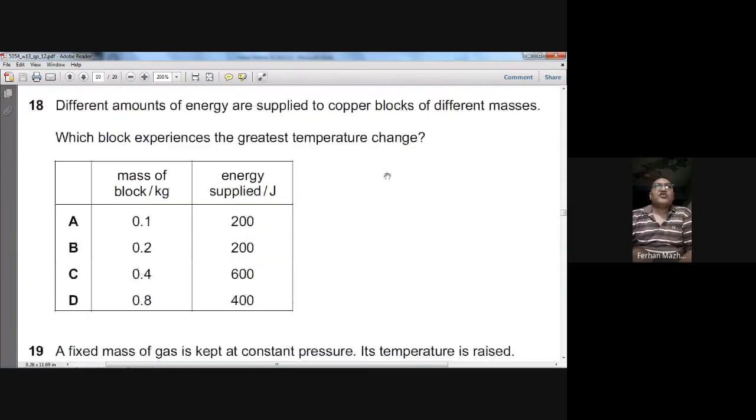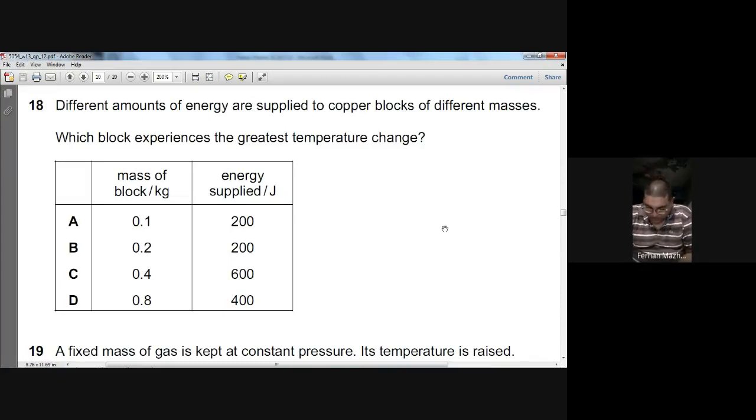Okay, on your screen, you can see question number 18. Different amounts of energy are supplied to copper blocks of different masses. Which block experiences the greatest temperature change? So you see the mass of the block of copper is given, and the energy supplied to it is given. And we want to find out in which there will be a greater change of temperature.